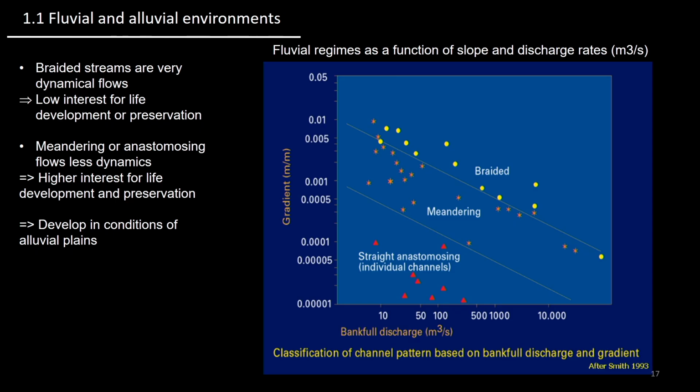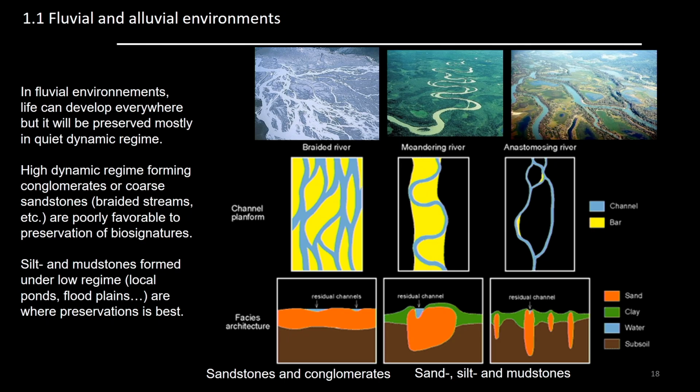In general, braided systems are very dynamic. Typically, you can see pebbles, rocks, boulders transported. You have low interest for life development or preservation because it's too dynamic to really preserve material. When it's meandering or anastomosing, the flow is less dynamic. There is a higher interest for life development and preservation, especially in plains close to a meandering system. You often have avulsion of water on the side or flooding. This kind of environment could be nice on Mars, and they actually exist. We will see that.